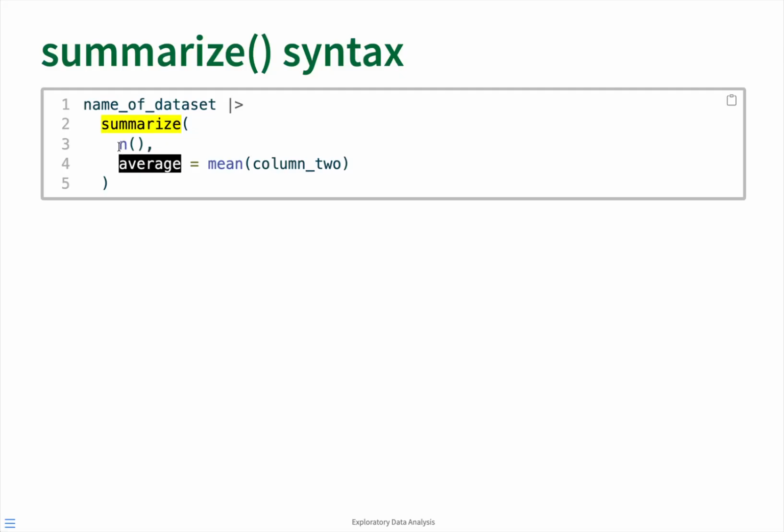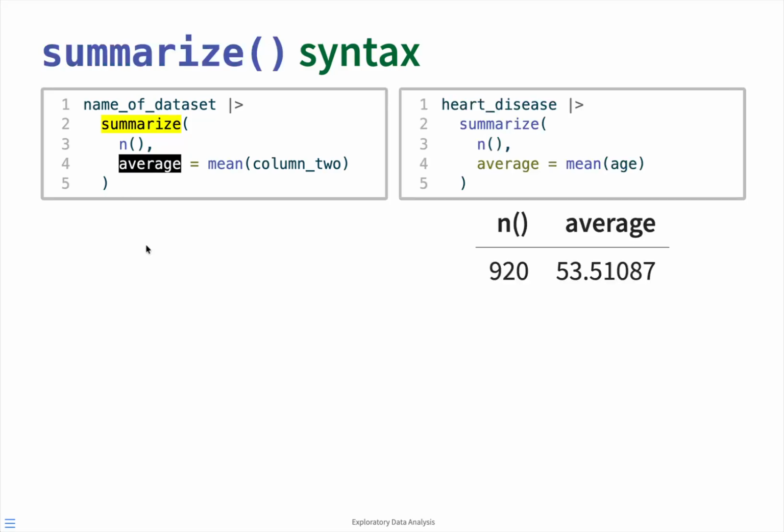We have this n function, we have this mean function. And the other thing that we can do is we can say that some value equals that aggregating function. The value on the left-hand side of the equals operator will be the name of the new column for that summary statistic.